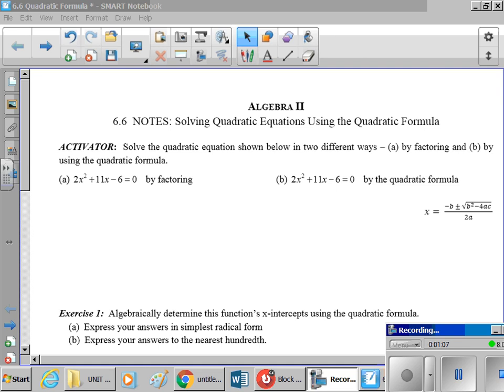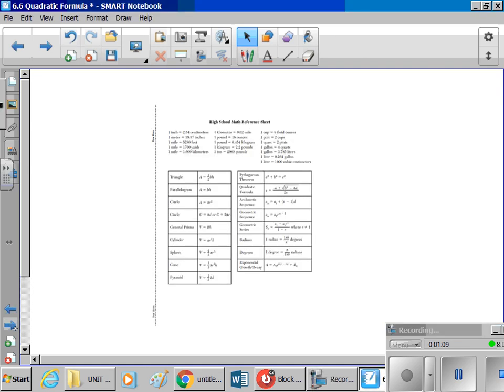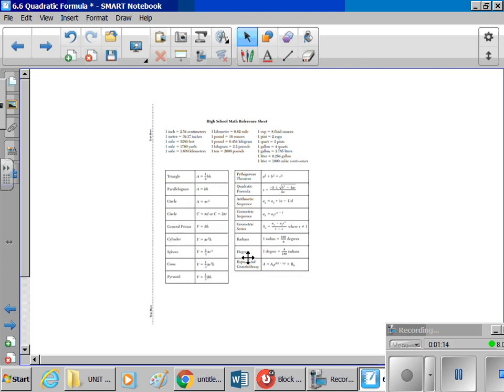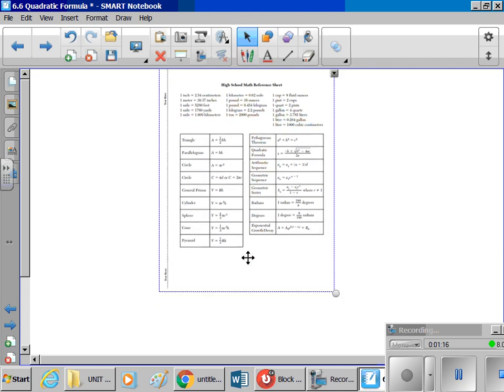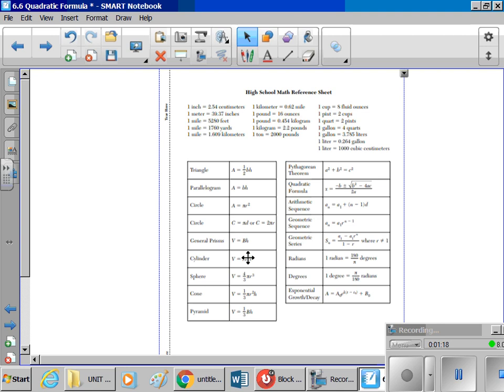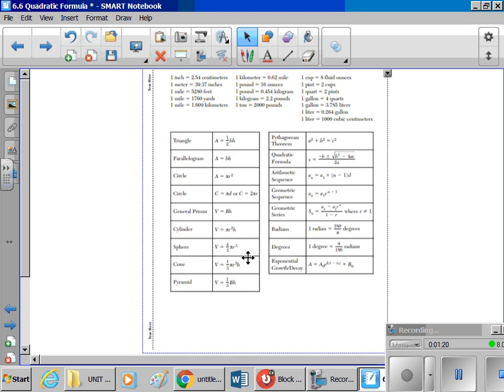But now that we have it on our reference sheet, now this is not a very good picture of our reference sheet, but let me see if I can make it a little bigger. If you look at this, right here on the top, here is our quadratic formula. All right, so far, the Pythagorean theorem we won't use in this. We won't use pretty much anything. We won't use circles, cylinders, spheres, so we pretty much won't use anything here.